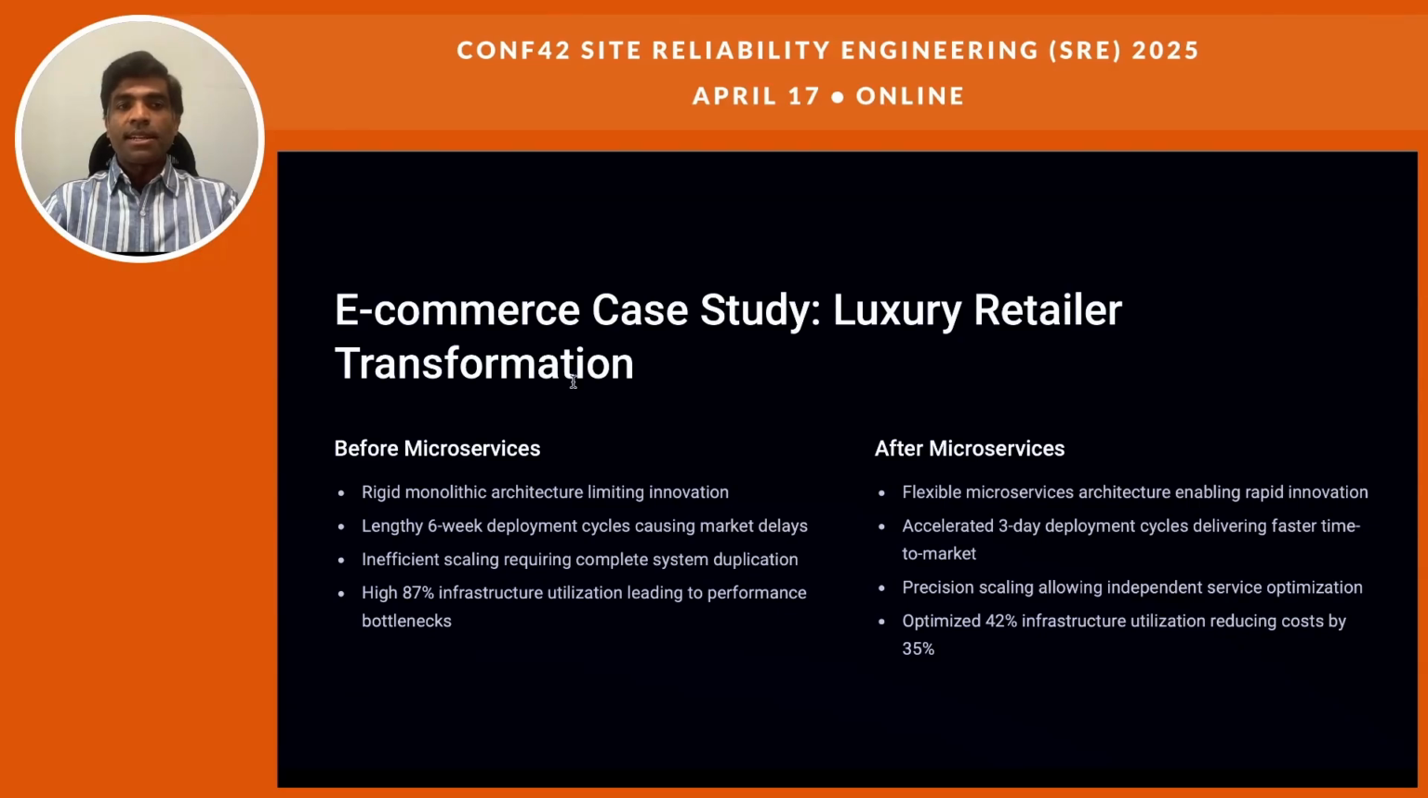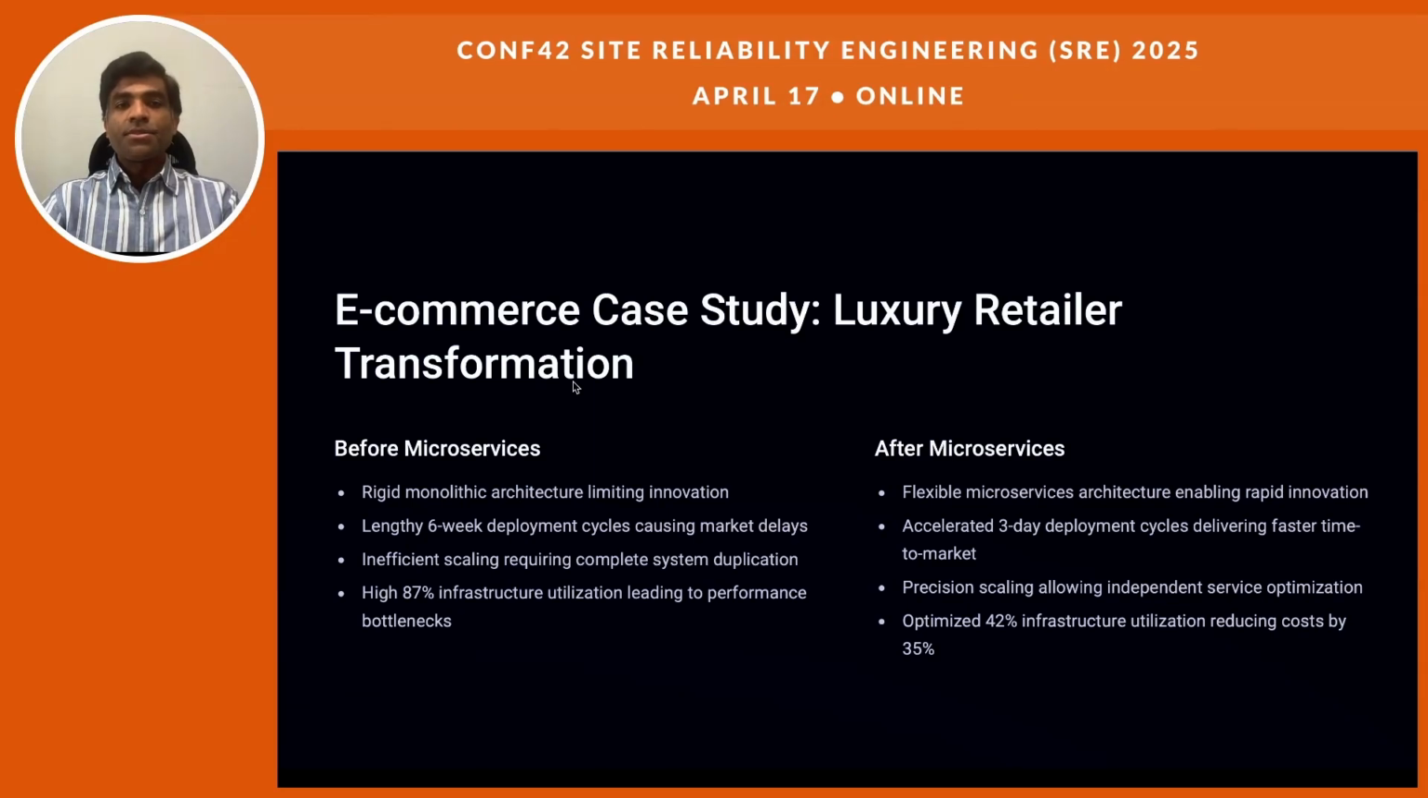Once this retailer shifted to microservices, it really marked a turning point. By breaking down the monolithic system into independent services, the company achieved remarkable flexibility and agility. The transformation enabled rapid innovation, empowering teams to implement new features more efficiently than in a traditional monolithic application. Infrastructure utilization dropped from 87% to 42%, enabling the company to reduce operational costs by an impressive 35%.